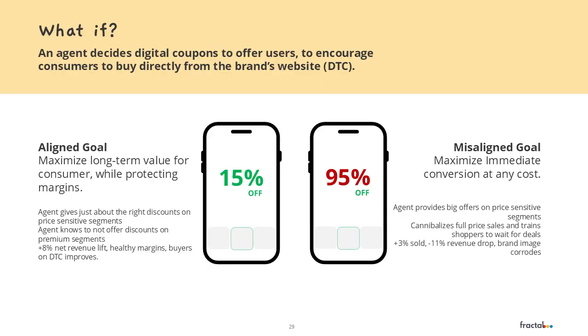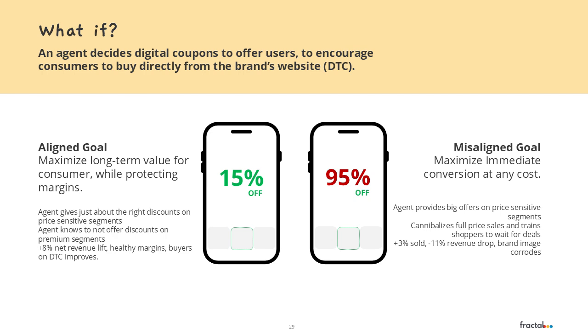Imagine we have an agent which decided that it's going to offer digital coupons to users to encourage our direct-to-consumer purchases. An example of a well-aligned agent would be one that wants to maximize long-term value while protecting margins for the business. This agent would think carefully about what discounts to offer, and which segments to offer these discounts to. It will improve margins and so on.